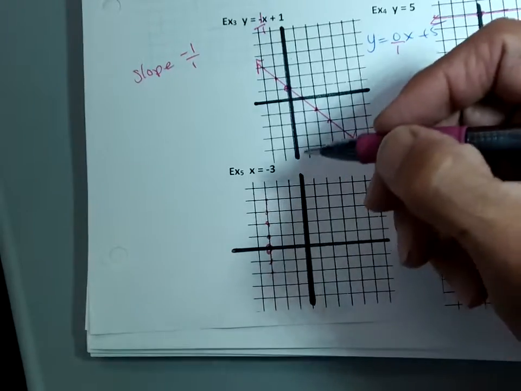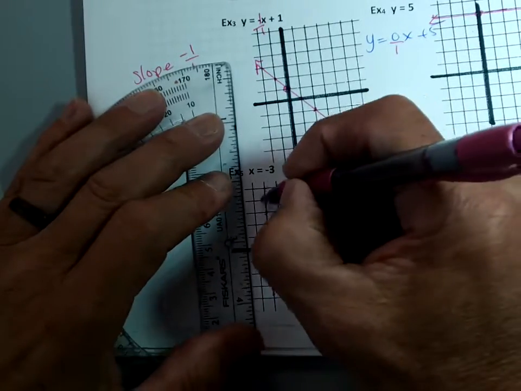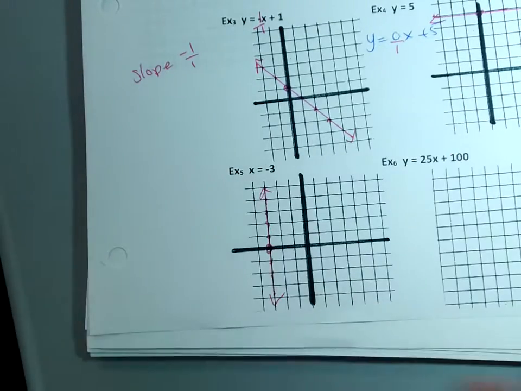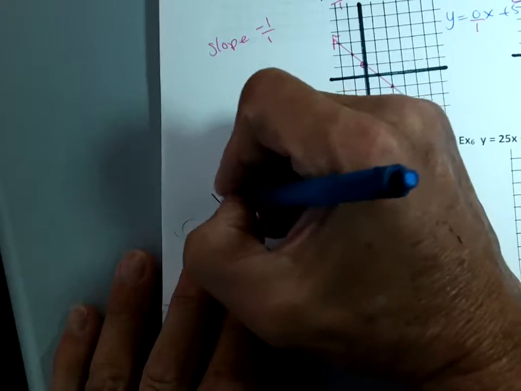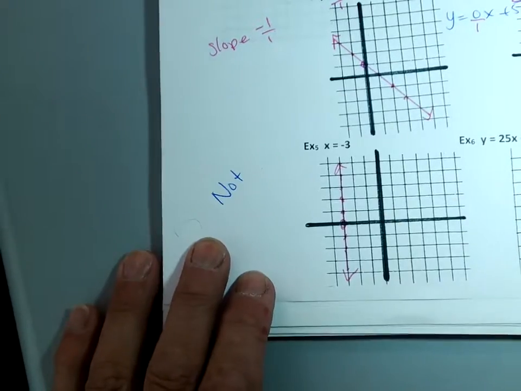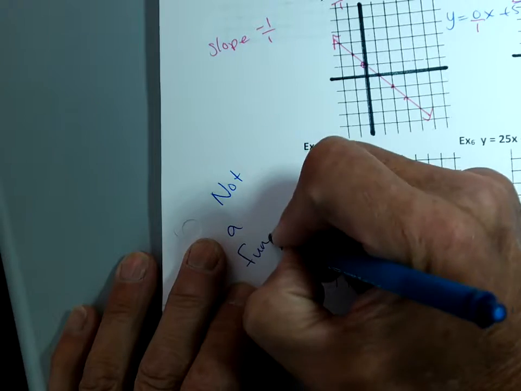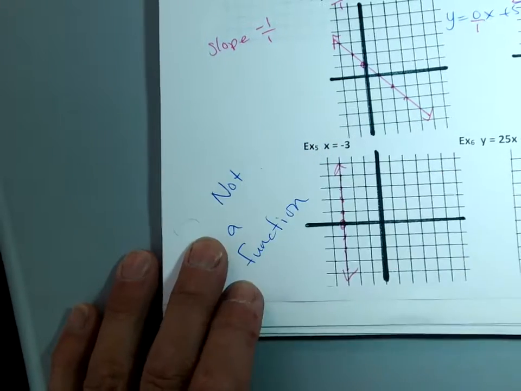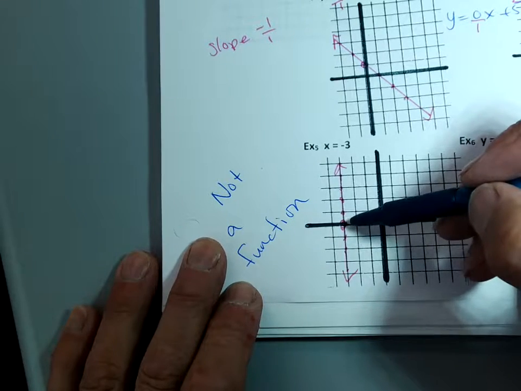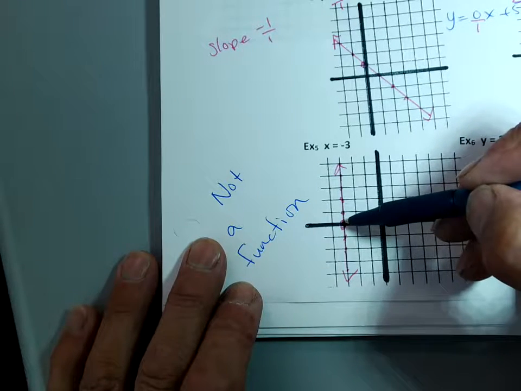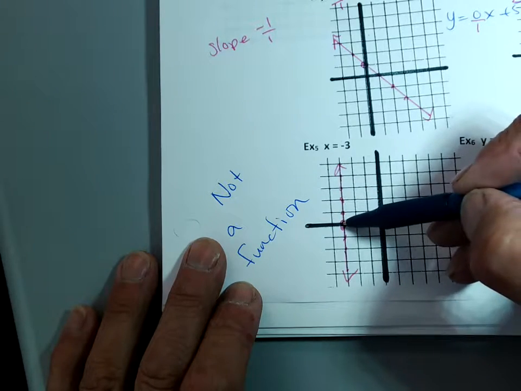Now, let's go ahead and I want everybody to write something down here on the side. Make sure you write what I'm going to write. Not a function. Okay? Not a function. You have an x value that has many y values, don't you?